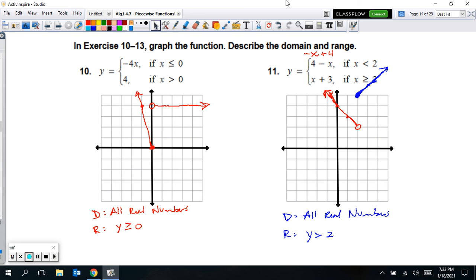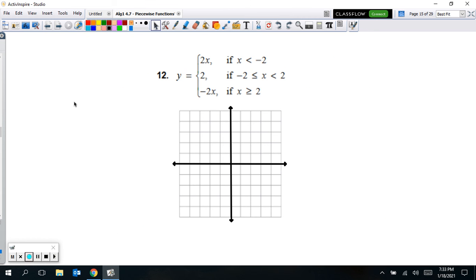Alright, so if you need more time, go ahead and pause that and take some more time getting that copied down. Let's move on to our next one, which is number 12. This one's got 3 graphs on it. So we start with the first one.